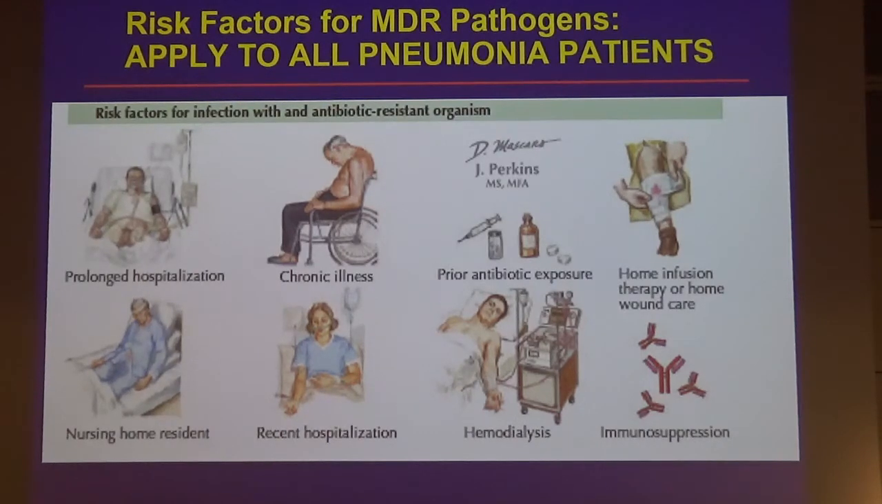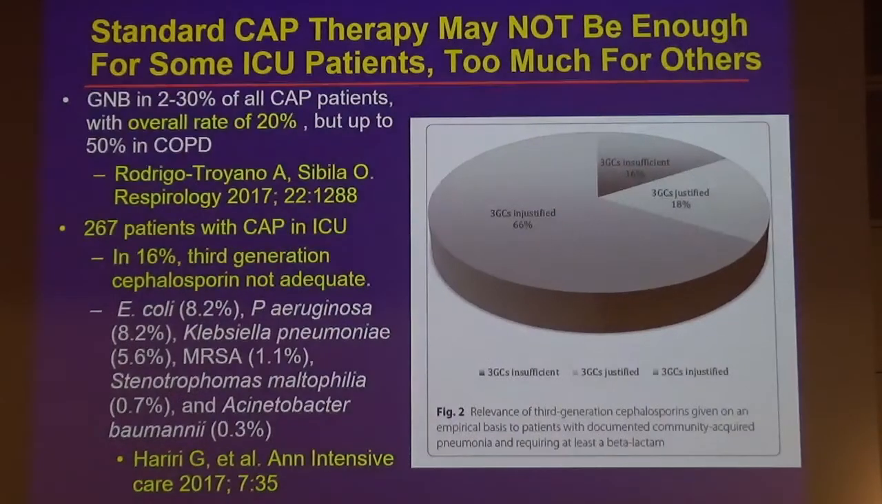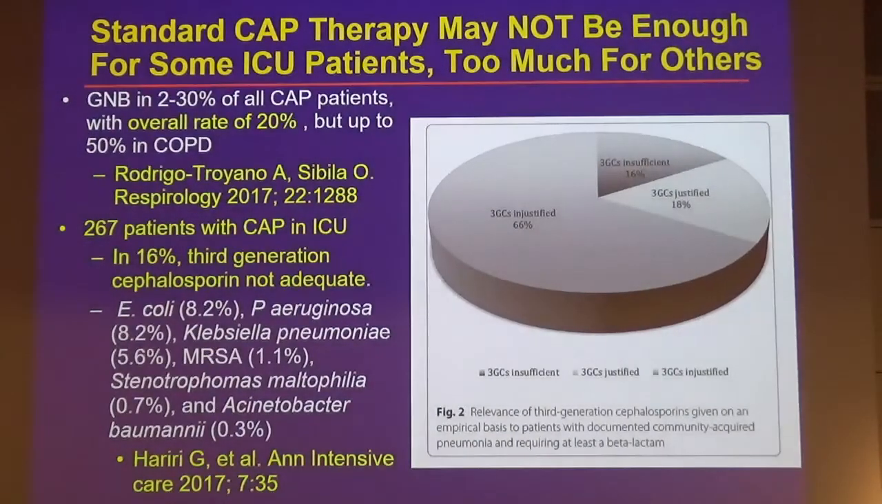These are the factors that, in my mind, determine how I want to treat the patient. It doesn't matter whether they acquired that pneumonia in the community, in a healthcare-related facility, or in a hospital. These are the factors that matter the most. The problem also with our current approach is that the standard therapy for community-acquired pneumonia may not be enough for some ICU patients, and it may be too much for others.